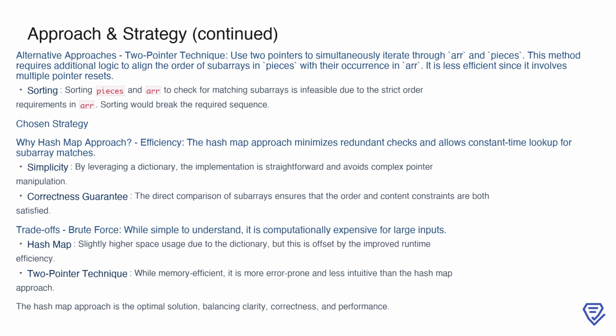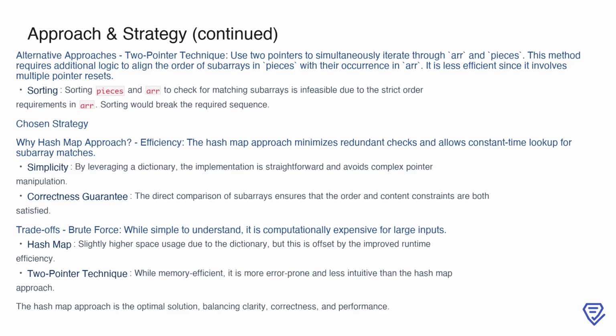Finally, let's briefly touch on alternative approaches and why the hash map strategy is preferred. One possible alternative is the two-pointer technique, which involves simultaneously iterating through ARR and pieces. However, this method requires additional logic to align the subarray order, resulting in complexity and inefficiency due to frequent pointer resets. Another alternative is sorting both ARR and pieces to check for matching subarrays, but this breaks the strict order requirements of ARR, making it infeasible.